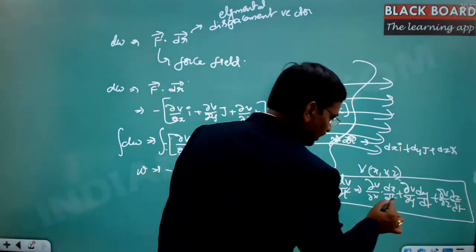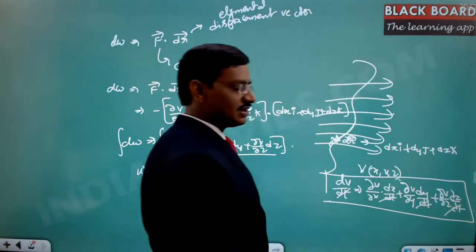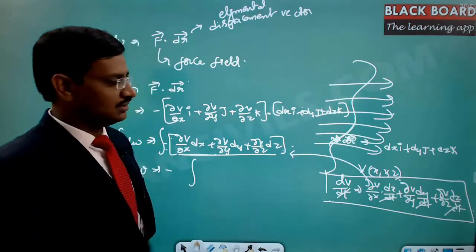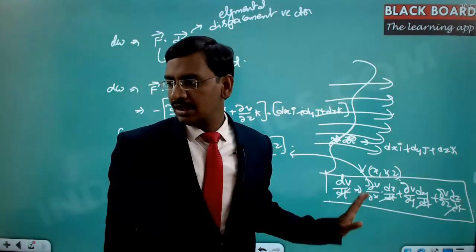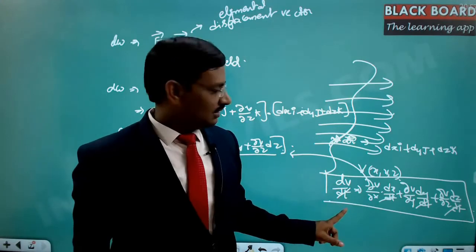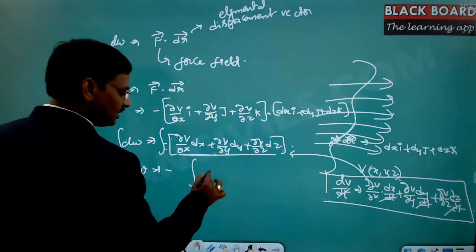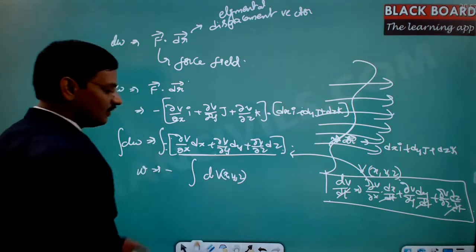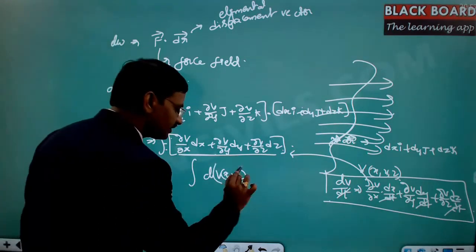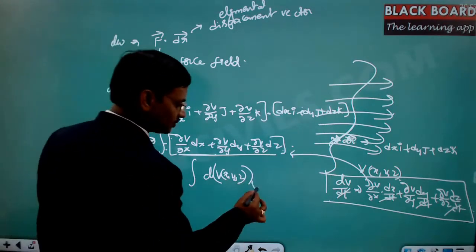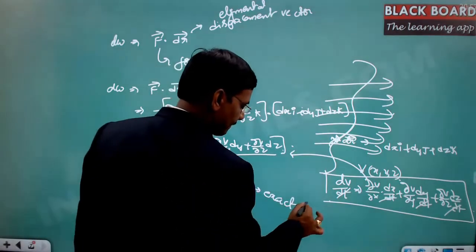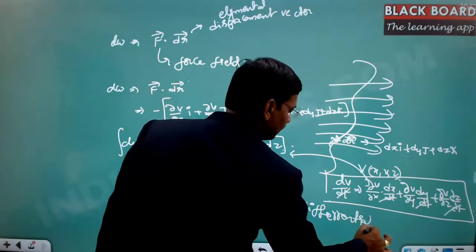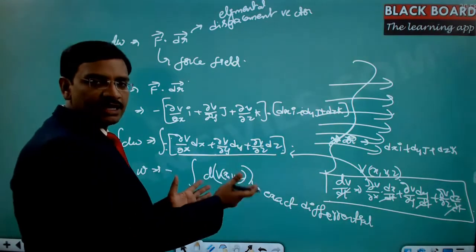Now if you cancel out the dt on either side, we are left with only dV, and hence this is nothing but dV, where V is a function of x comma y comma z. And if you are able to express it in this format, d of something, then this format is called an exact differential. So this is an exact differential, meaning you are able to express everything in terms of d of.